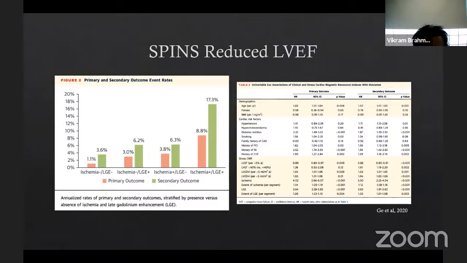And then next, looking at a sub-study, so this is examining patients with an LVEF of less than 50%. This was about 500 to 600 patients. There's a median follow-up of 5 years here. Again, we see the same thing. Despite the LV dysfunction, patients with no ischemia or late enhancement had an event rate of 1.1% for the primary outcome. And on univariate analysis, presence and extent of both ischemia and LGE were significantly associated with the primary outcome.